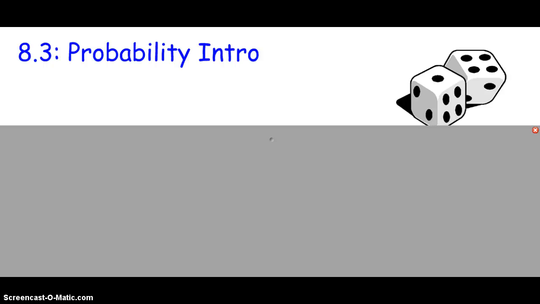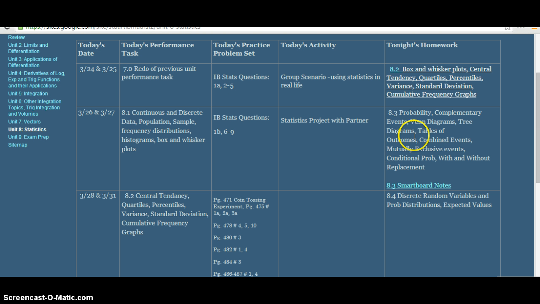Hello SL2. Tonight's topic is 8.3 and its probability. Many of the topics that you learned last year in SL1. Just to get an idea, these are all the topics I'm going to be talking about tonight.